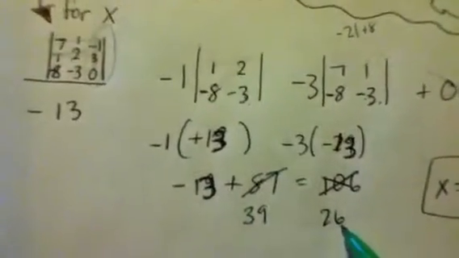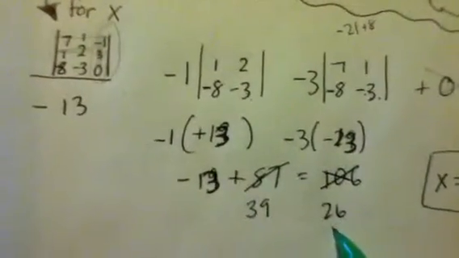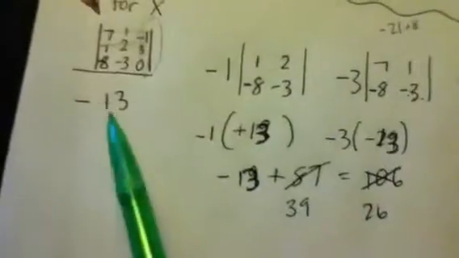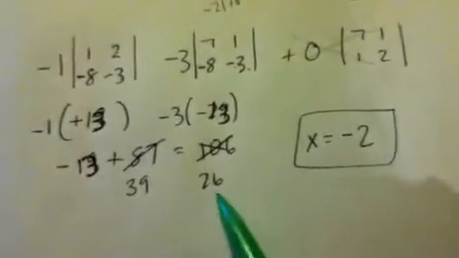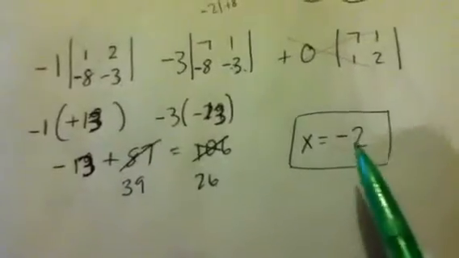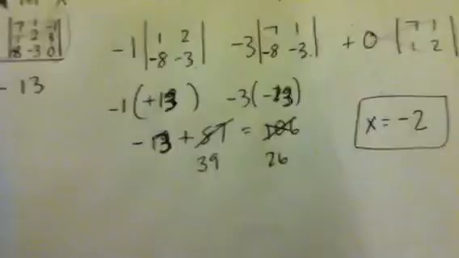Add them together, get 26, and then I'm going to go 26 over that denominator of negative 13. So that's negative 2. There's x. I'm going to do it 2 more times. Now I have to do it for y. So I still need this other matrix.